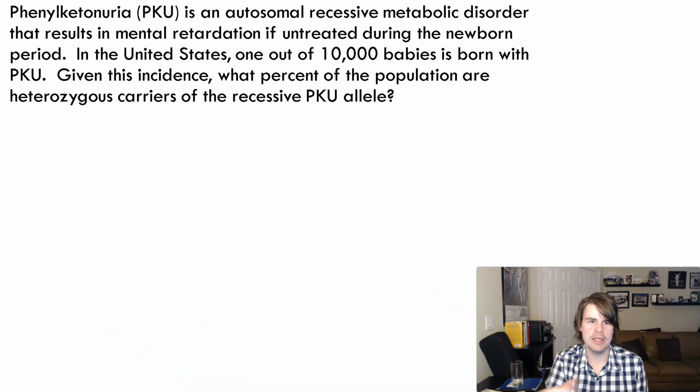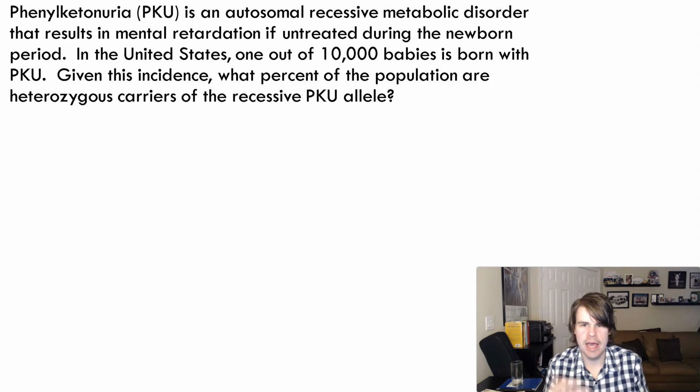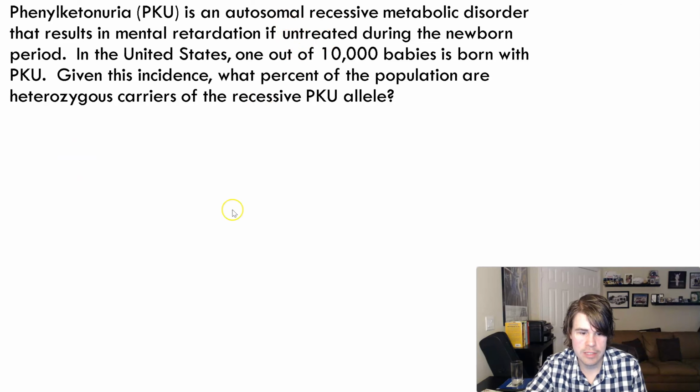All right, so let's do another one together. Phenylketonuria. If you ever look on a packet of gum, it might say phenylketonuriacs: warning, it contains phenylalanine, which means you can't break down phenylalanine correctly, and so it builds up as a toxic substance in the body. It's autosomal recessive, so always underline key words here. Recessive disorder results in mental retardation if untreated during the newborn period. Okay, so it really affects the brain's processing.